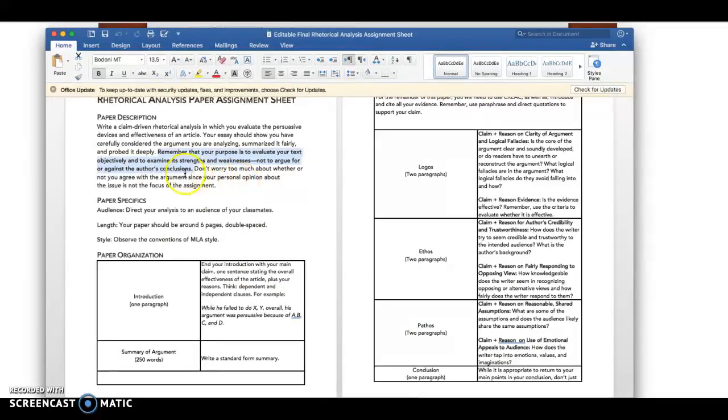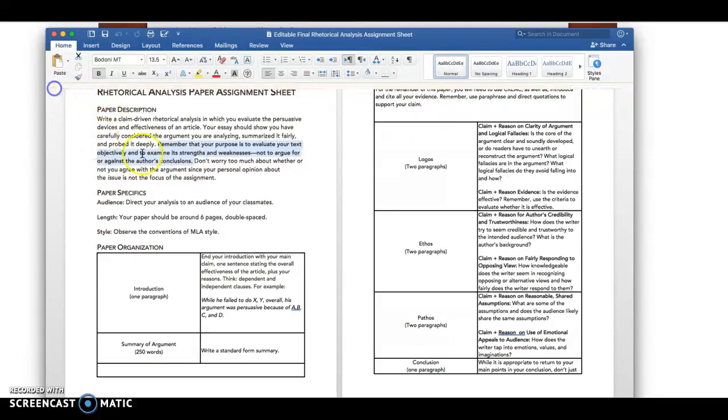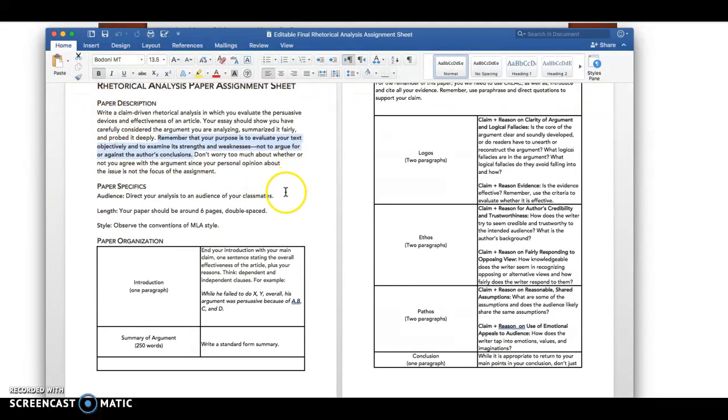And it says here, don't worry too much whether you agree. It's not about the issue. The issue is not the focus. So make sure that you really understand that, because it'll make a big difference in your essay.